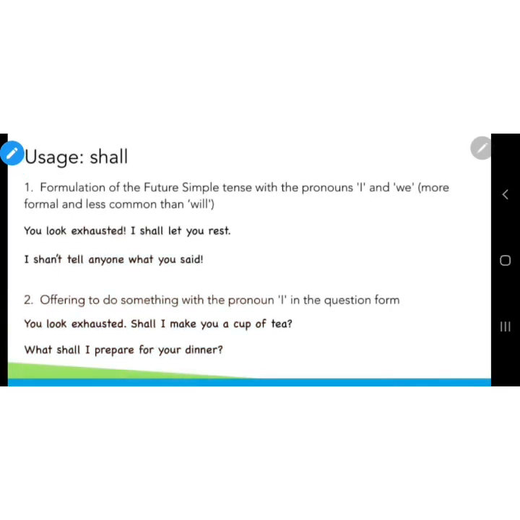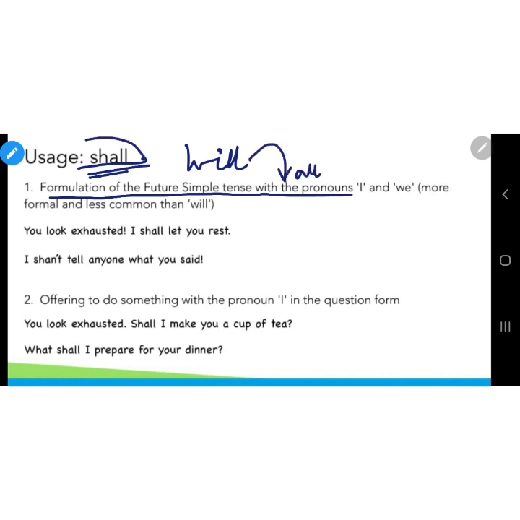if. Alright students, and now the last modal we need to know, that is shall. Many students ask me, ma'am, when do we use will and when do we use shall? So let us see. Will is used to refer to future action. Same for shall. Formulation of future simple tenses. Will for all pronouns, but shall for only pronouns I and we. More formal and less common than will.